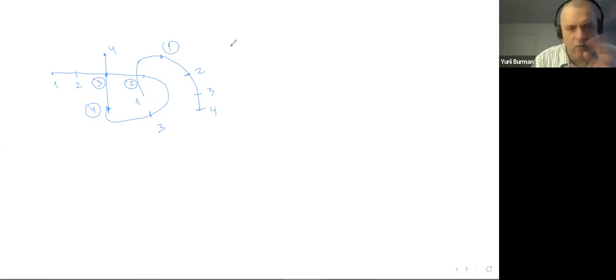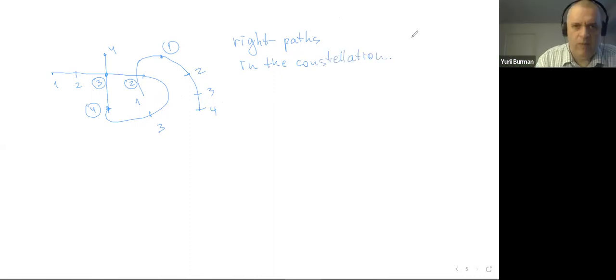We are drawing what are called right paths. It's the term by Benzer-Lee. Right paths in these constellations. The right path is a path which starts near a vertex number 1, and goes near the constellation so that it sees the numbers in increasing order: 1, 2, 3, 4, and so on. So that's an example of a right path.